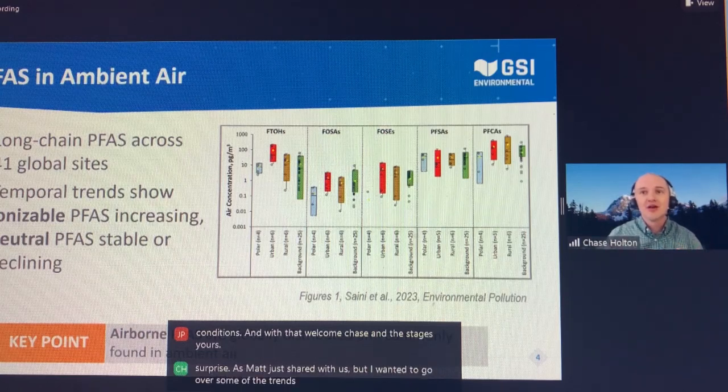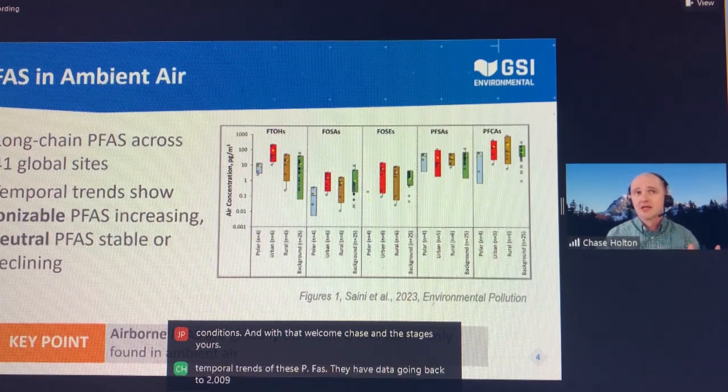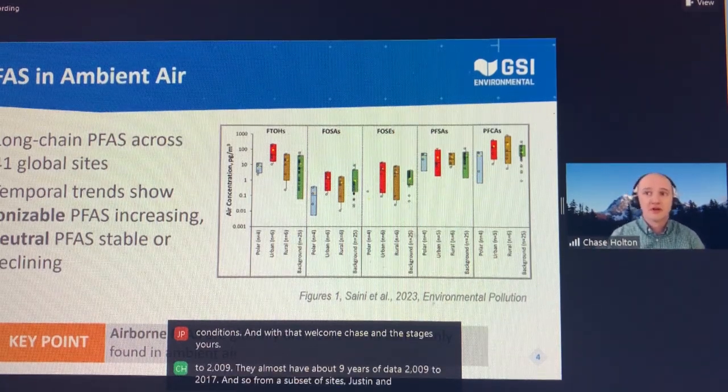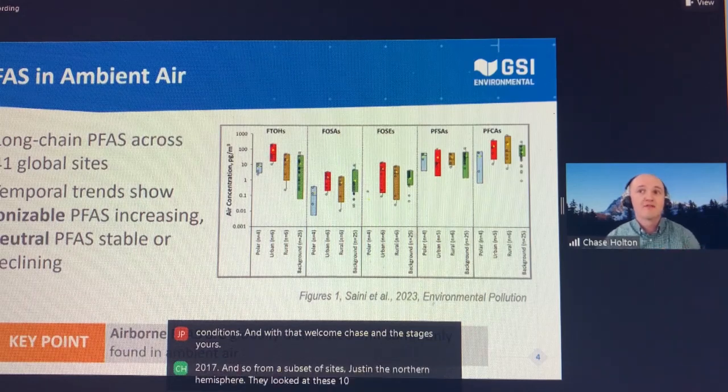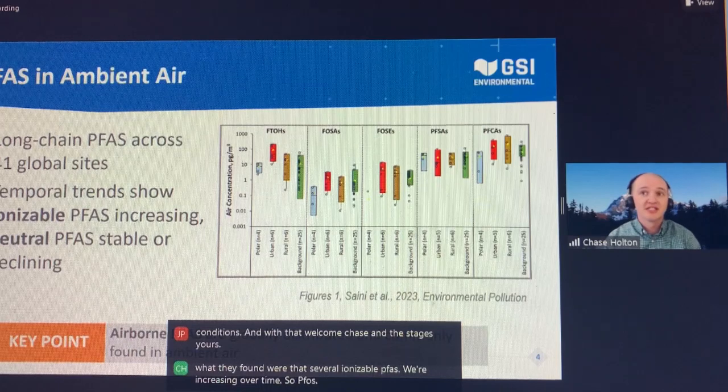Now, the study authors also evaluated the temporal trends of these PFAS. They have data going back to 2009. They have about 9 years of data, 2009 to 2017. And so from a subset of sites just in the northern hemisphere, they looked at these temporal trends. And what they found was that several ionizable PFAS were increasing over time. So PFOS, PFHxS, and PFNA were all increasing over time.